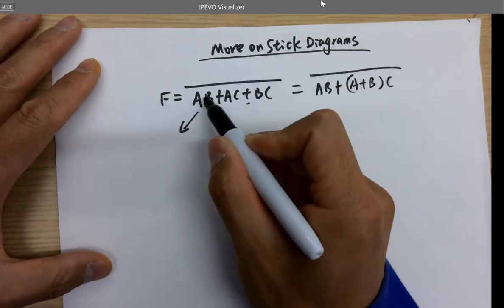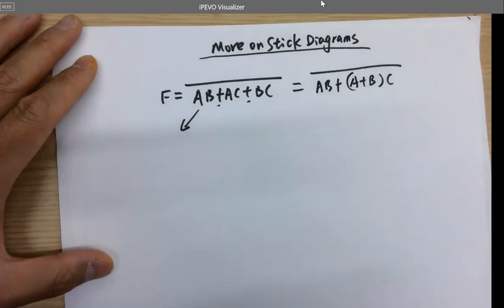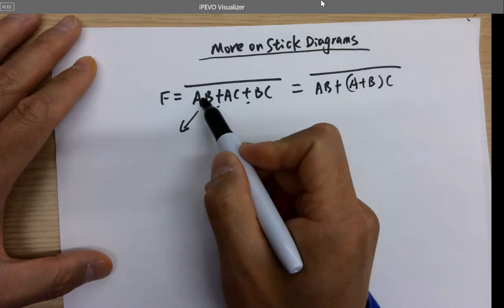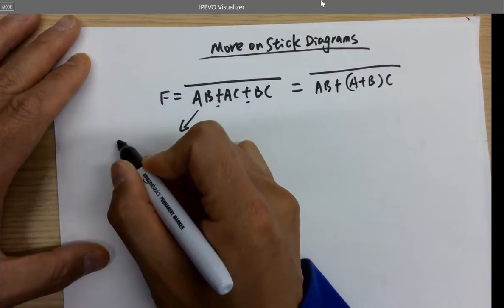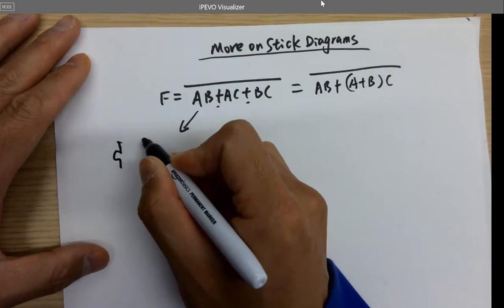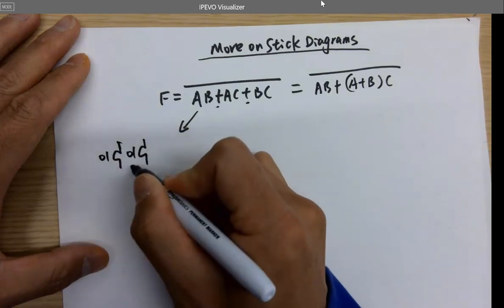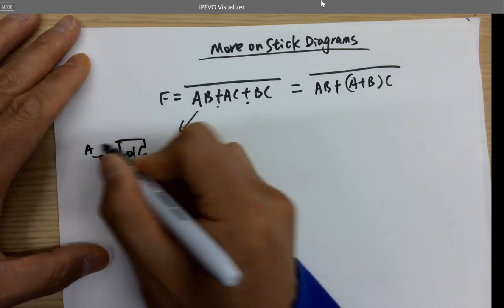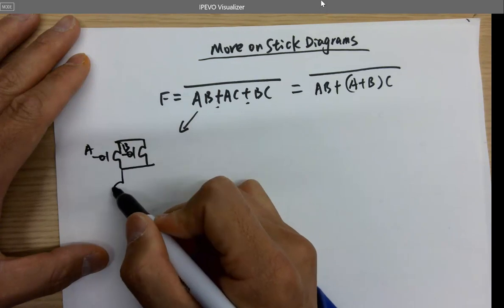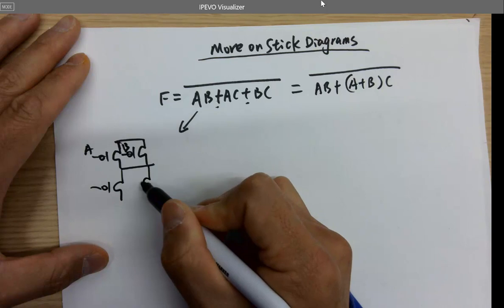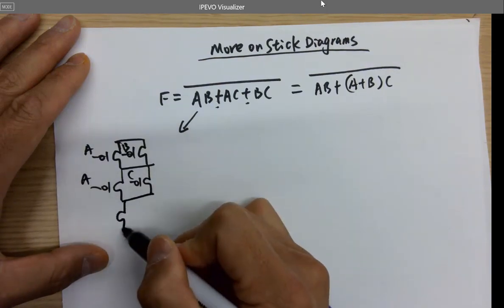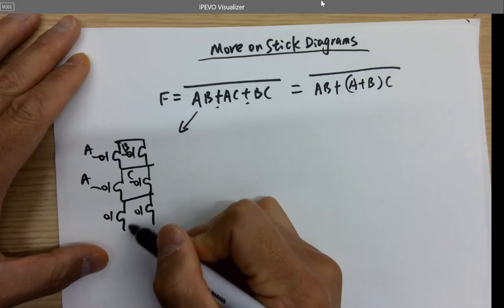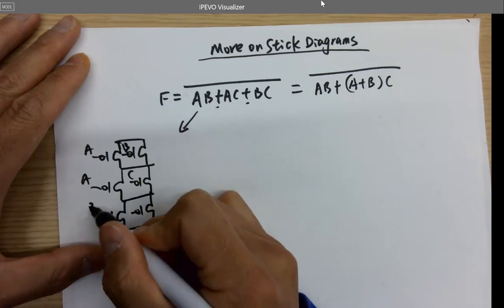But it's an AND logic inside the block, so they need to be in parallel, okay, for the PMOS, and these are in series. So it's going to be AB, AC, BC.